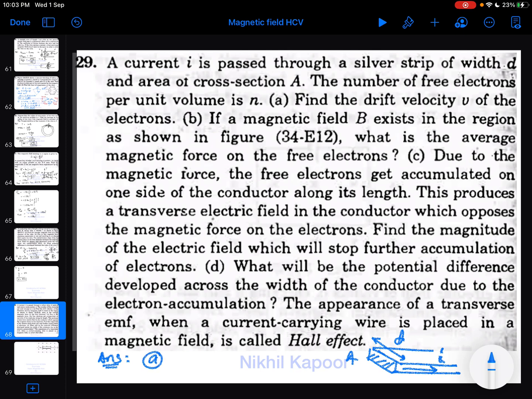So first we need to find the drift velocity. As we know very well, current density is nothing but n e into Vd, that is drift speed, while current density is nothing but current upon area. So as current density is current upon area, current upon area of cross section A is n e Vd. Therefore it is very easy to find Vd, which is I upon nEA. So Vd is equal to I upon nEA.